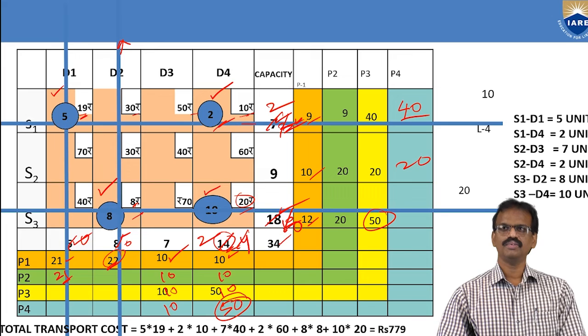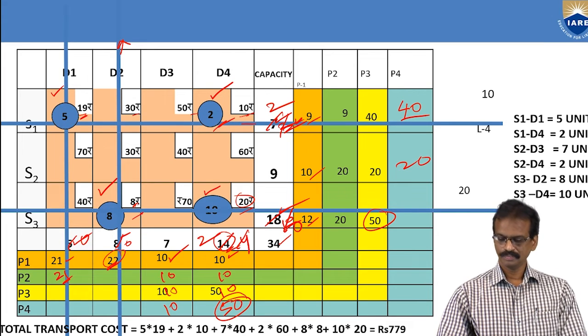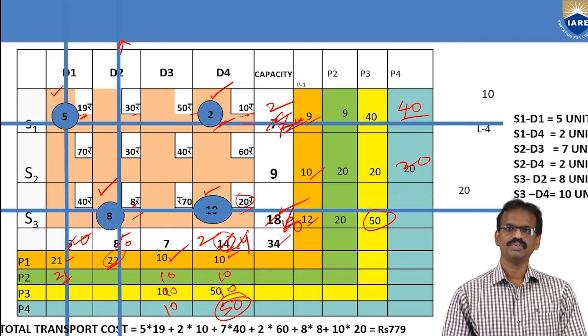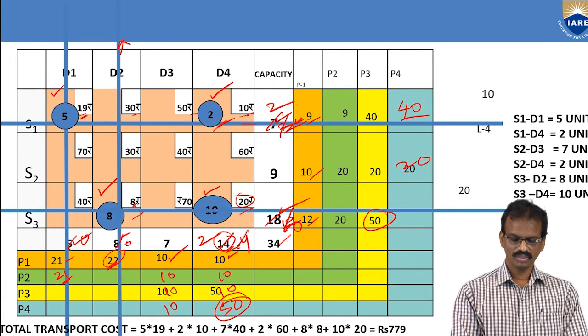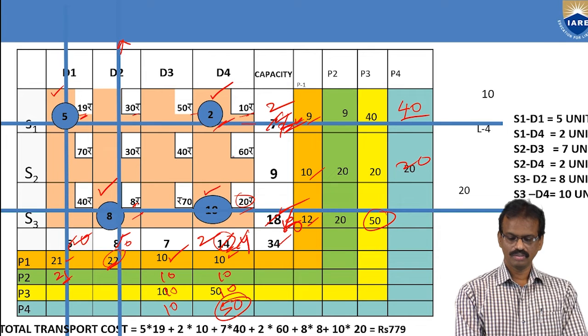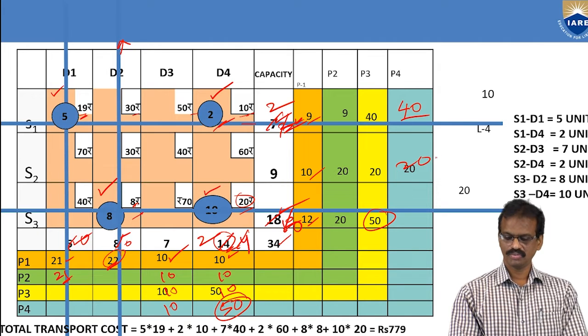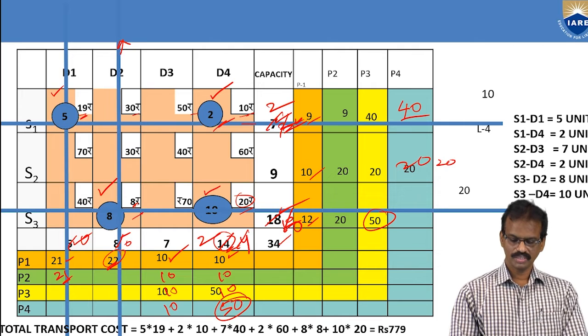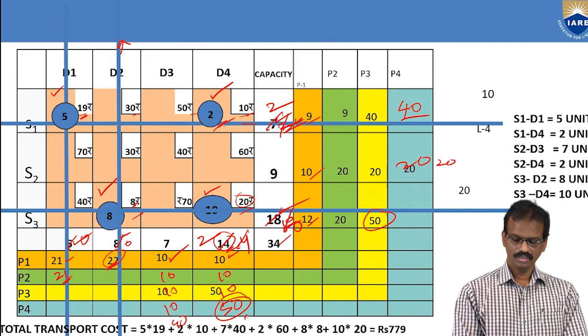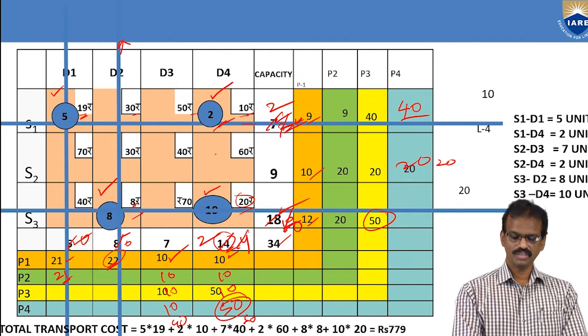Okay. Then again you have to find out the penalties. So what are the penalties? There are two cells only. So just like here, row wise 60 minus 40, that is the 20. Okay, here 40, here 60. Which is maximum? This is the maximum. So this cell you have to allocate.